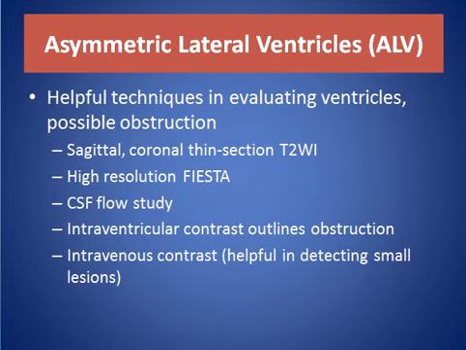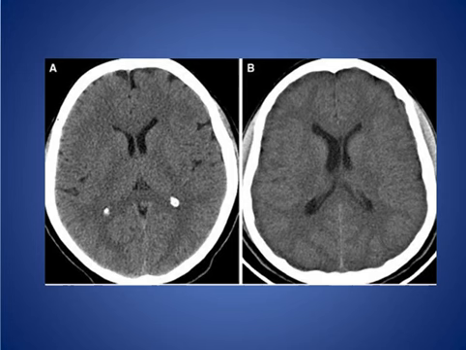Helpful techniques in evaluating the ventricles for possible obstruction: sagittal and coronal thin-section T2 weighted images, high resolution, CSF flow study, and intraventricular contrast to outline the obstruction. Intravenous contrast is helpful in detecting a small lesion.